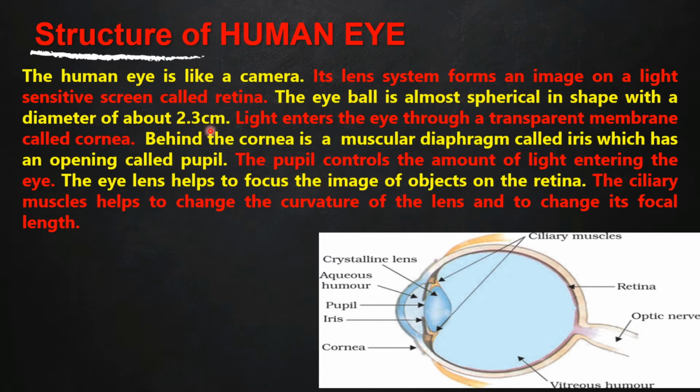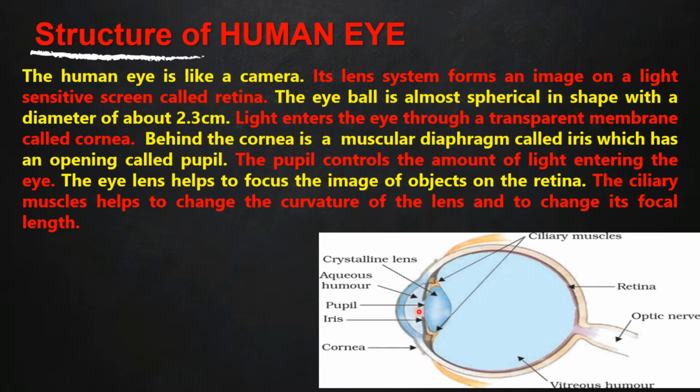The light enters the eye through a transparent membrane called cornea. So from this part of eye the light will enter. Behind the cornea is a muscular diaphragm called iris, which has an opening called pupil. The pupil controls the amount of light entering the eye.